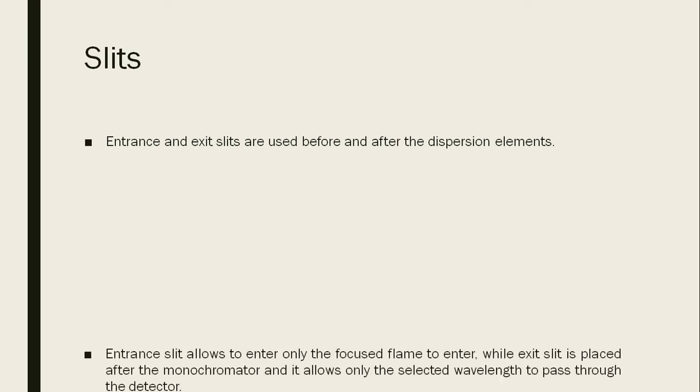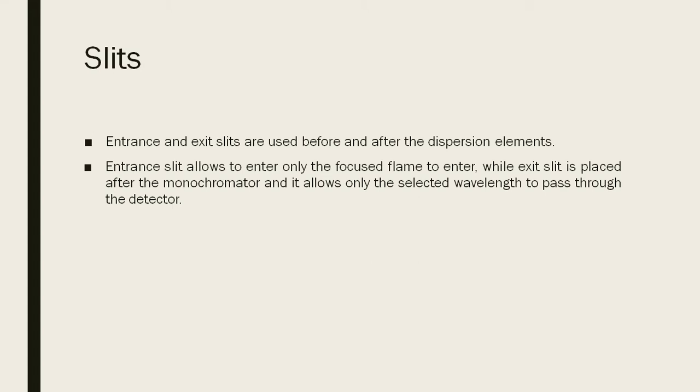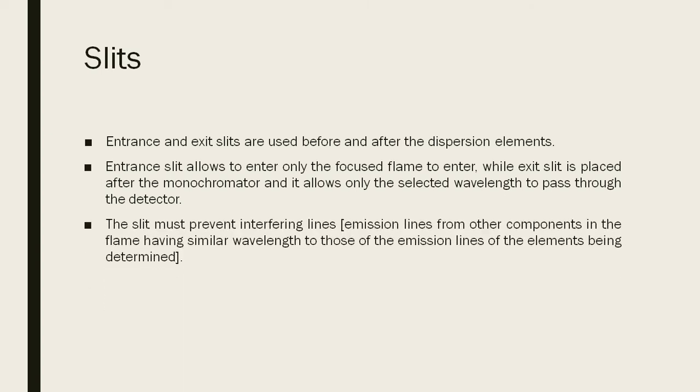Next part is slits. Entrance and exit slits are used before and after the dispersion elements. Entrance slit will allow only the focused flame to enter. Exit slit is placed after the monochromator and it allows only the selected wavelength to pass through to the detector. The slit must prevent interfering lines, that is, emission lines from other components in the flame having similar wavelength to those of emission lines of the elements being determined.